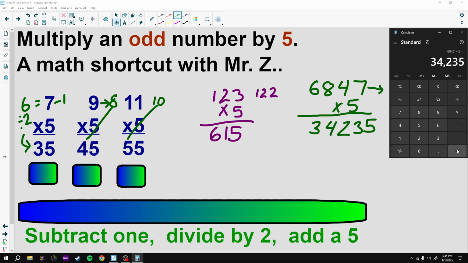So there we go. Here's a new quick trick. Hope that helps you. Don't forget, subtract 1 from that odd number, then divide it by 2. And then add a 5 to the end, and you've quickly gotten that 5 multiplication problem done.